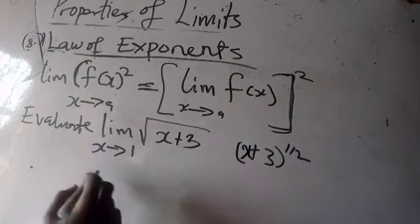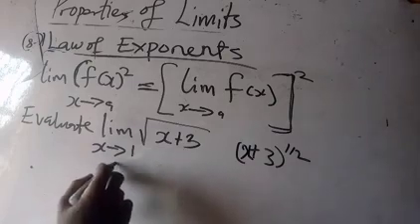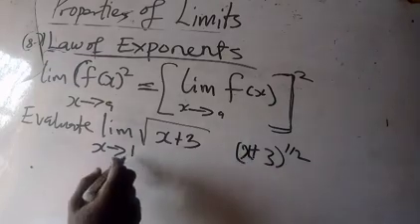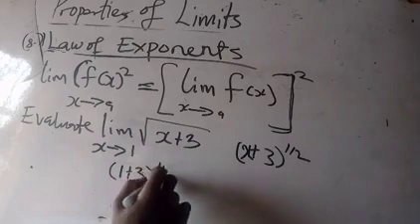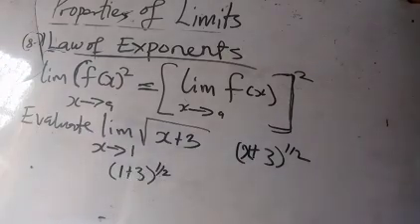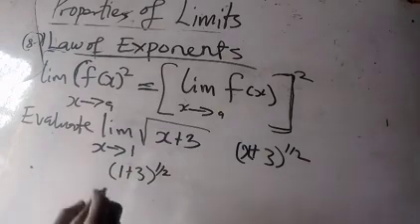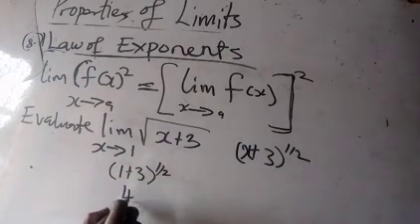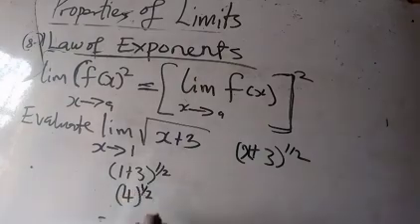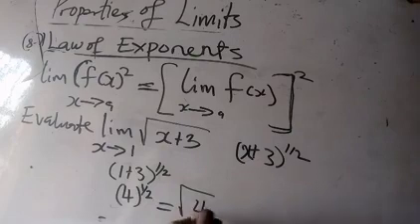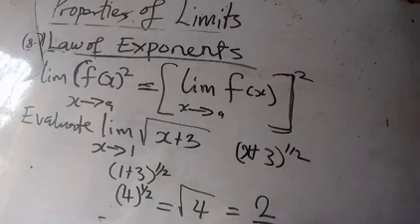So what do we now have here? We now have our x, which is 1 plus 3, raised to power 1 over 2, half. We have 4 raised to power half, or we say square root of 4, which is plus or minus 2. So our final answer here is what? 2. Our final answer here is 2.